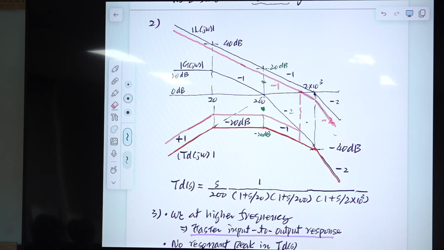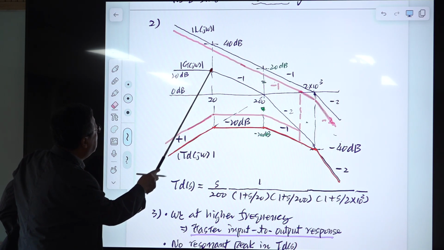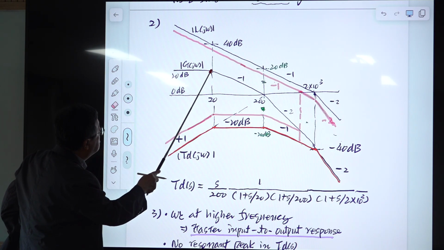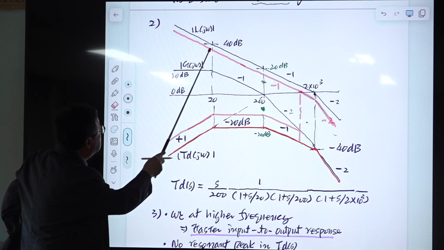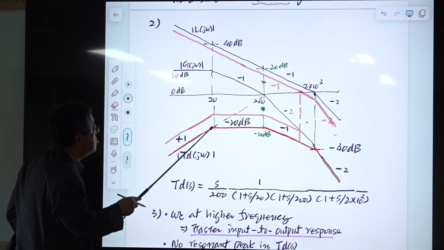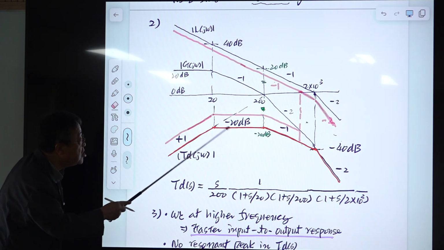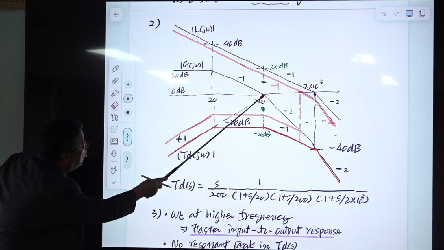We are assuming this and subtracting this. This is 20 dB and this is 40 dB, and subtracting this from here, from 20 to 40, then this value becomes minus 20 dB. Right? This becomes minus 20 dB, and this passes this point.